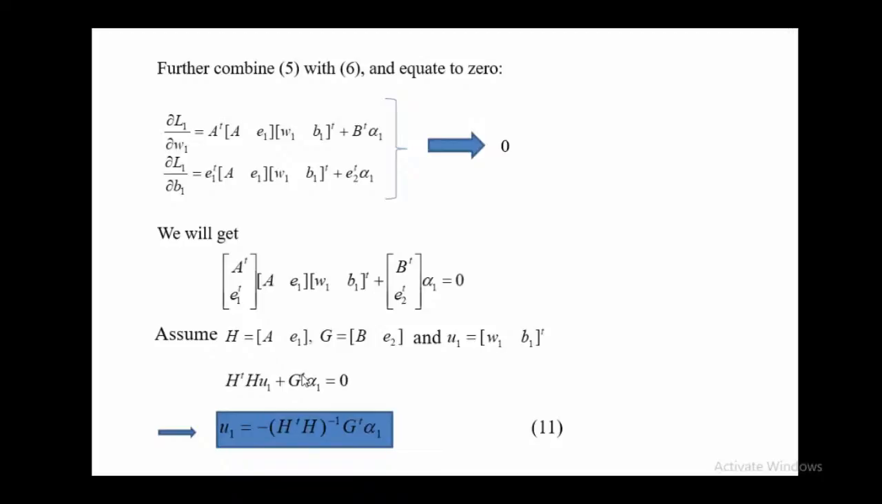Okay, so here H you already know because A you already know, and G you already know because B and U2 you already know, but alpha 1 we actually don't know. So our aim is to find this alpha 1. If you know alpha 1, then you are able to compute U1, and U1 is nothing but W1 V1.